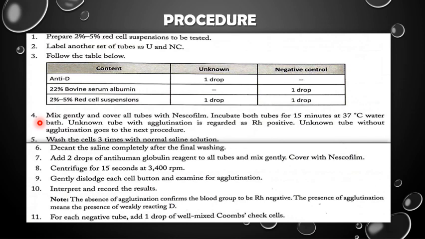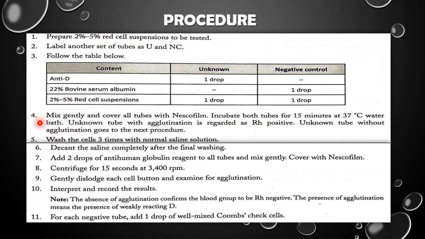Number 4, mix gently and cover all tubes with Nesco film. Incubate both tubes for 15 minutes at 37 degrees Celsius water bath. A known tube with agglutination is regarded as Rh positive. A known tube without agglutination goes to the next procedure. Number 5, wash the cells 3 times with normal saline solution. Number 6, decant the saline completely after the final washing.